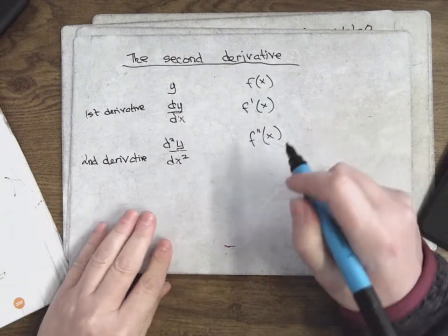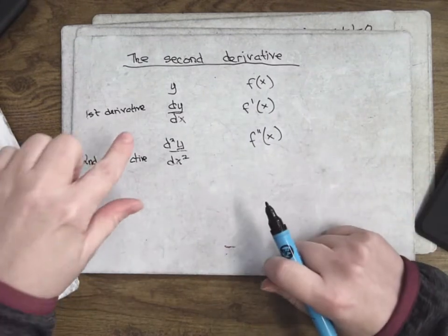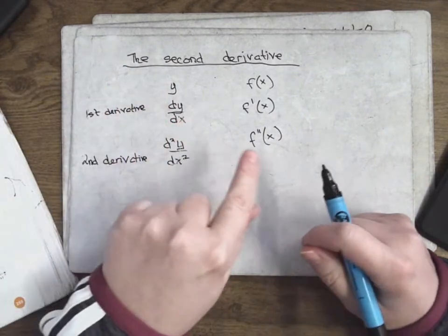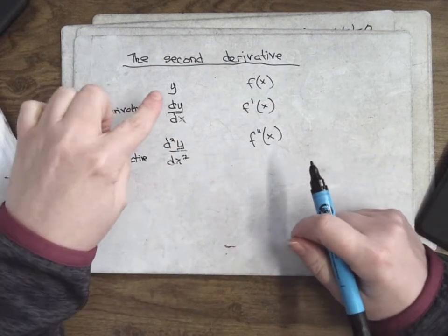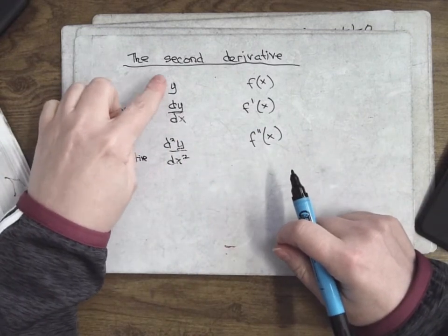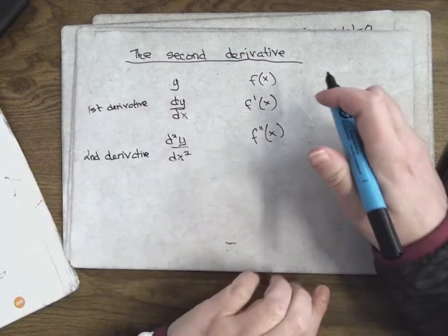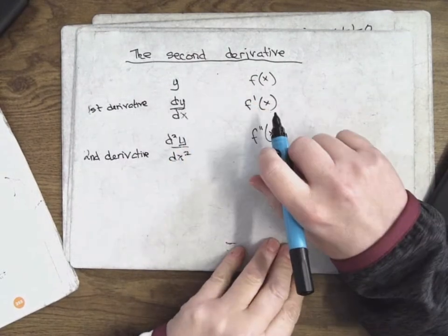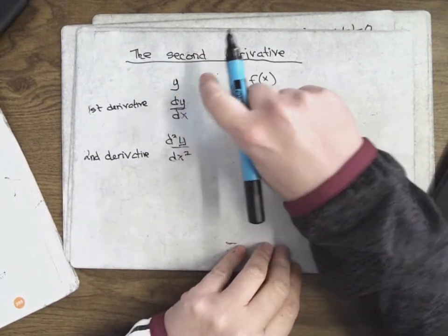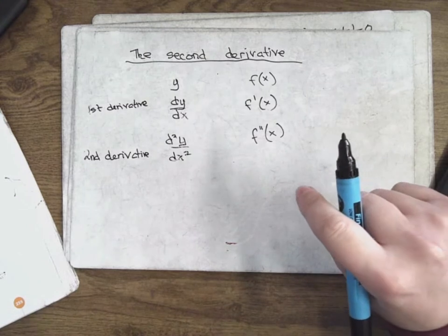And what I didn't tell you is, I should have told you this when we were doing the first derivative. Sometimes they say, here's y, find dy/dx. But sometimes, remember when we did functions, we said instead of y, sometimes y is written as f of x.